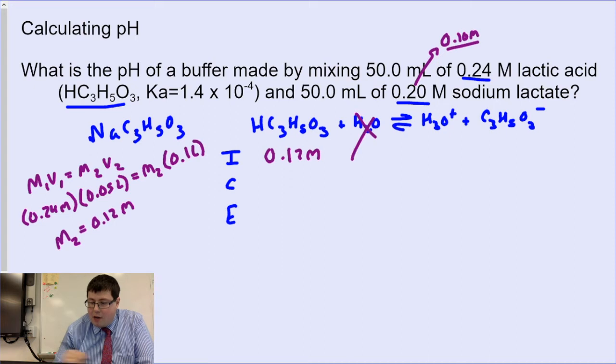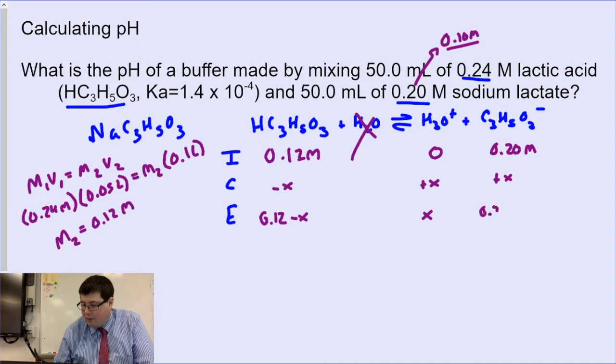I've got water not playing a role in my equilibrium. H3O plus is going to start off at 0, and then I have 0.20 molar as my sodium lactate, or my lactate ion in solution. From there, we know that this equilibrium is going to shift. We know that we have 0 H3O plus, so it's got to shift to the right. So minus x, plus x, and plus x. And then finally, I'm going to get 0.12 minus x, x, and 0.20 plus x.